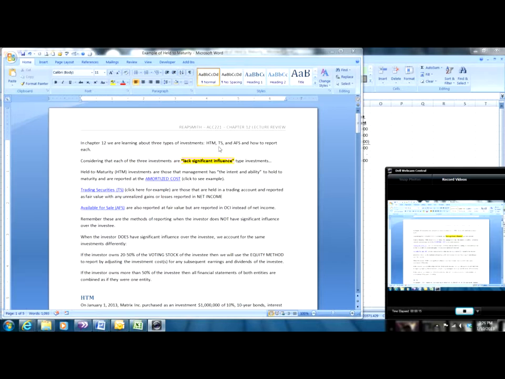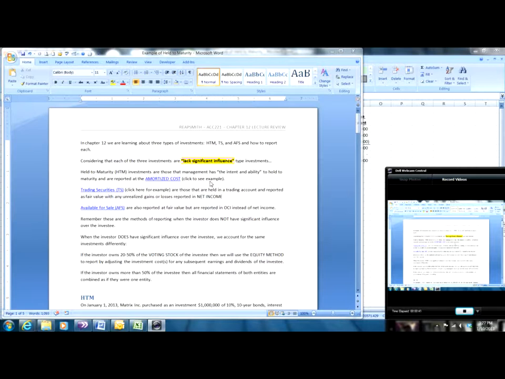So we have three types of investments. The HTMs is the held to maturity, the trading securities, and the available for sale securities. And we're learning how to report each of those. Considering that each of the three investments are lack of sufficient influence type of investments, then we are going to report them in the following ways.